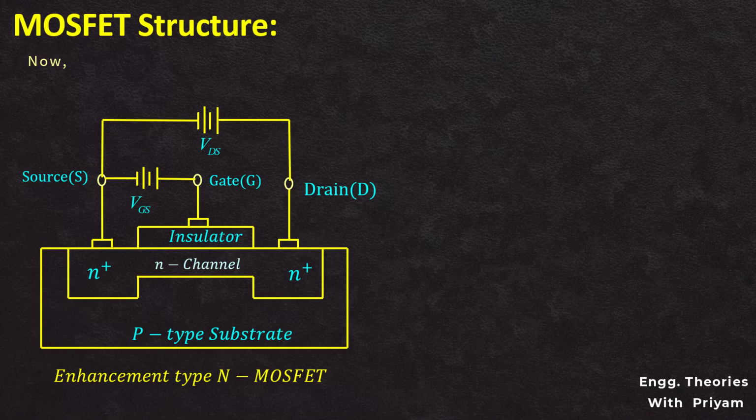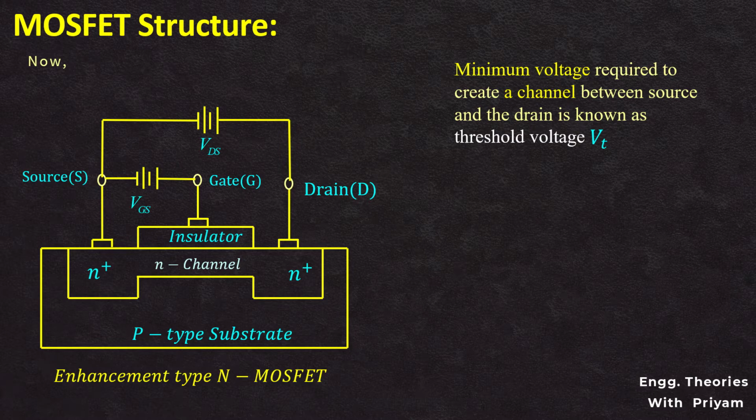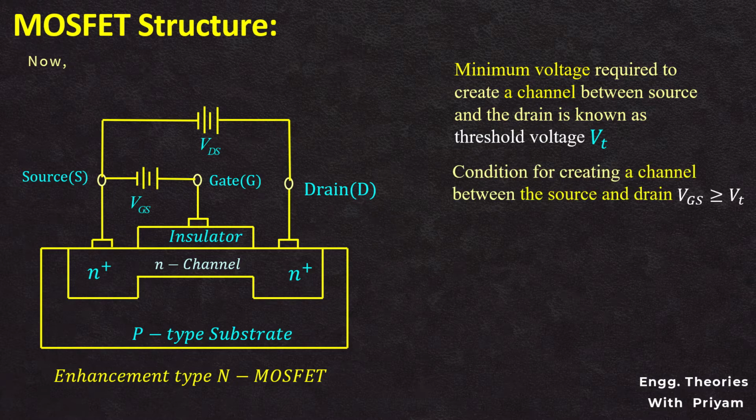Here we will use enhancement type N-MOSFET, which means that the type of channel created between the source and drain is of N-type, and the minimum voltage required to create the channel between source and drain is known as threshold voltage or VT. Condition for creating a channel between source and drain: the voltage between gate and source of the MOSFET, or VGS, must be greater than or equal to the threshold voltage of the MOSFET, or VT.